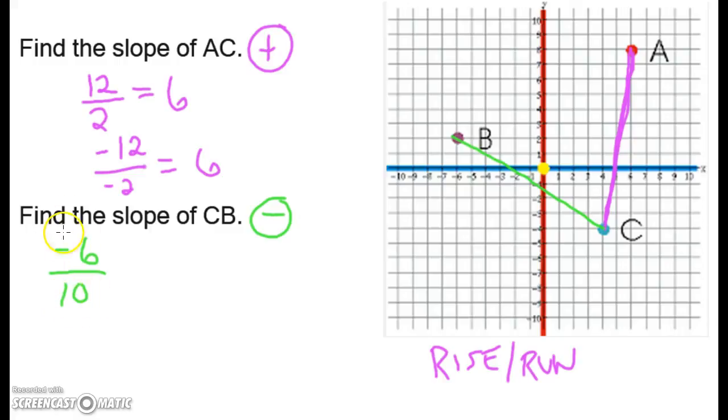All right, this slope can be reduced. If you type this into your calculator, negative 6 divided by 10, math, enter, enter, you will get negative 3 over 5. So the slope of CB, or BC, should have been negative 3 over 5.